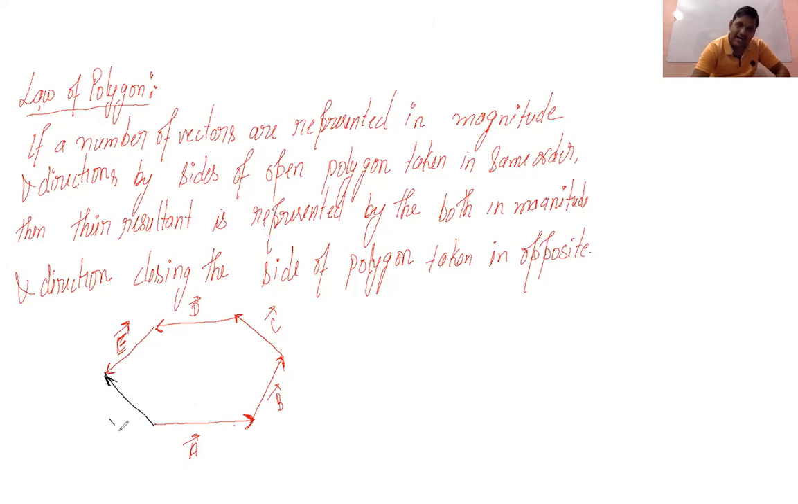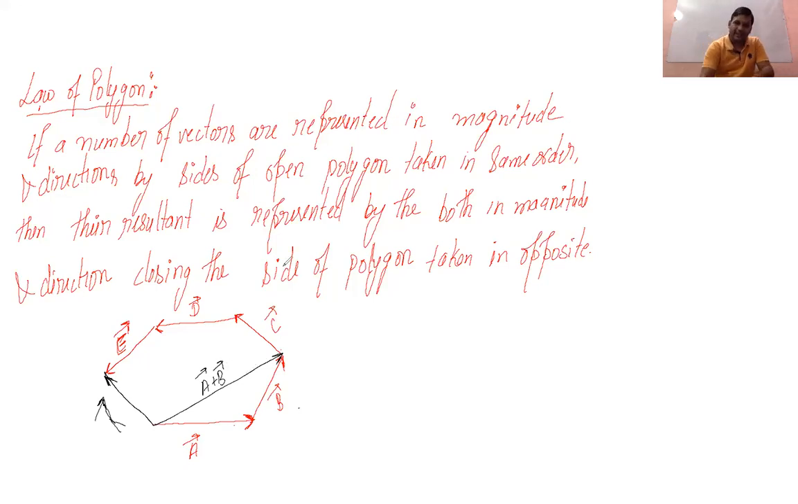This is, let's say, the R vector, and this R vector will be the resultant of all the vectors. One thing you can also see from here: if there are an A vector and a B vector, you can join the first vector to the second vector, and once again it becomes A vector plus B vector, isn't it?